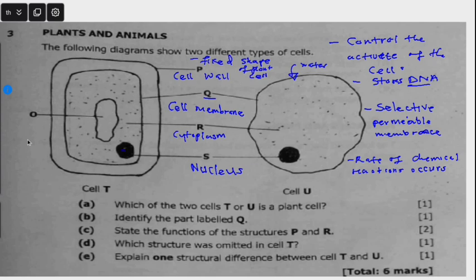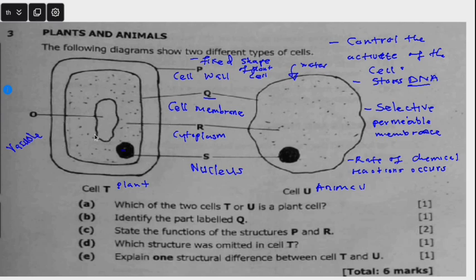And then when it comes to the part labeled O, as you can see, O is not found in cell U, which is the animal cell. So let's also identify this one as an animal cell, and this cell T as a plant cell. So part O is called the vacuole. The vacuole is also found in animals now in small amount, so it is insignificant, so we consider it not present in animals.